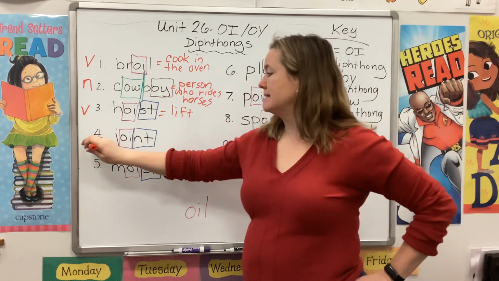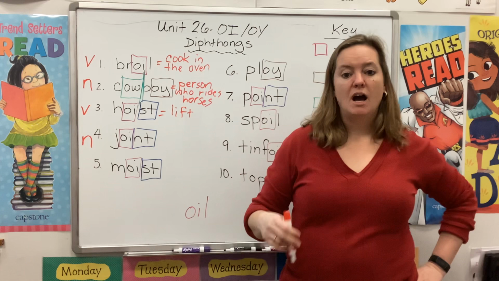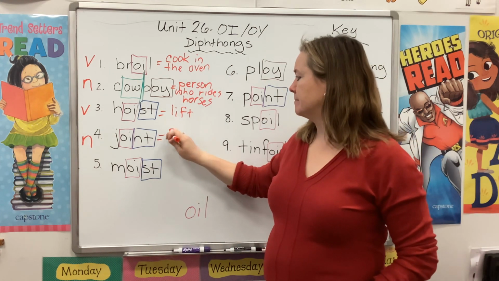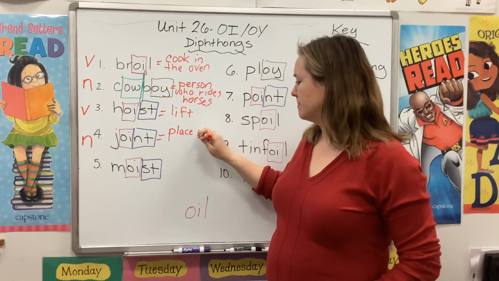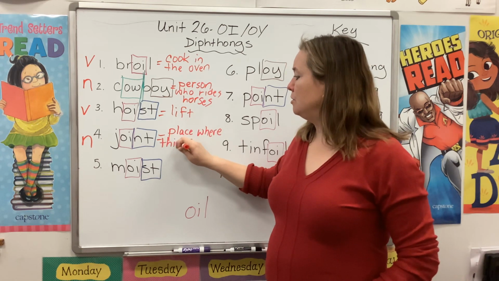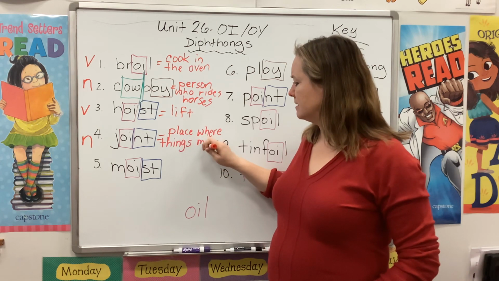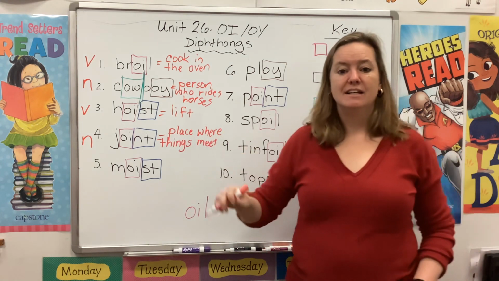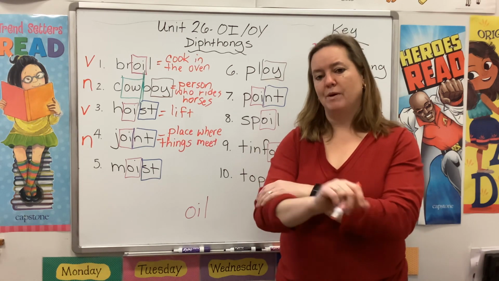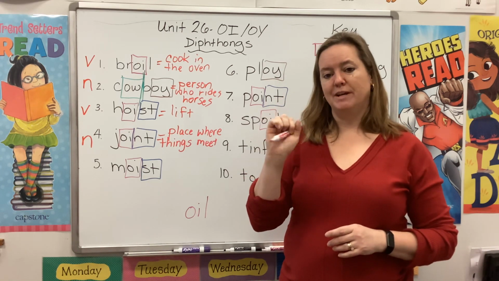A joint is a noun. A joint is a place where things meet. So you have joints in your body. Your knee is a joint. Your elbow is a joint. Your fingers are joints, right?